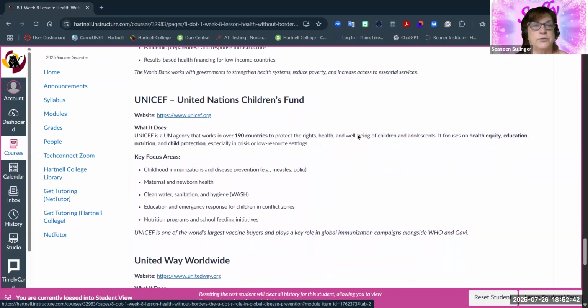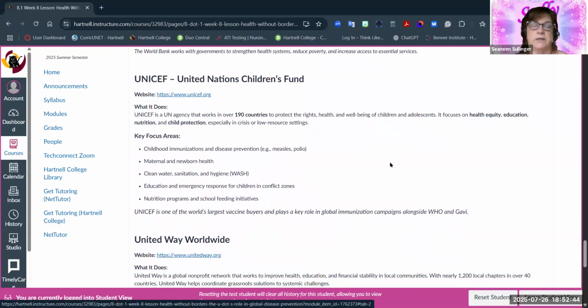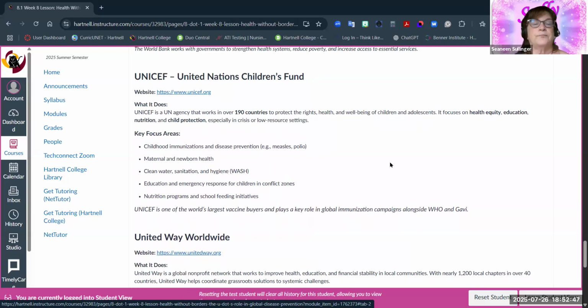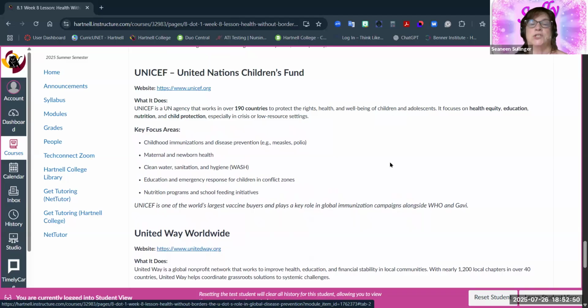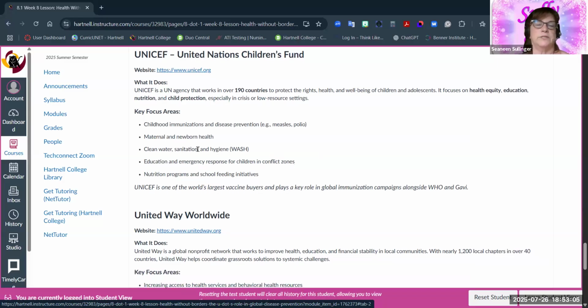I did put UNICEF in here, the UN Children's Fund, that works in over 190 countries, focused specifically on children and adolescents, health equity, education, nutrition, child protection, which I think is amazing. A lot of the same areas that other organizations have covered. I love the clean water, sanitation, hygiene, those environmental factors that we talked about a few weeks ago, and nutrition programs, I think is great. They work very closely with the World Health Organization and Gavi. So I think that's great.